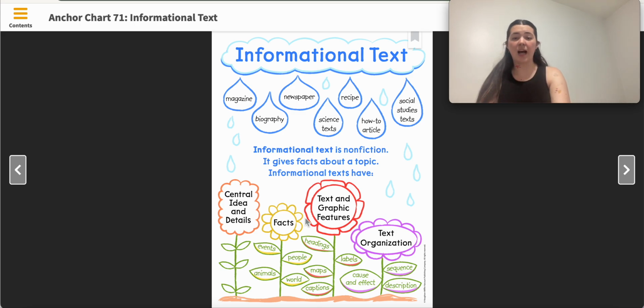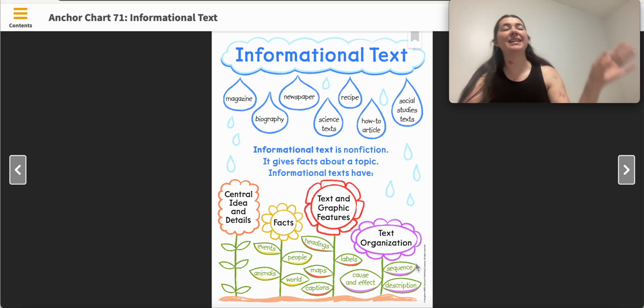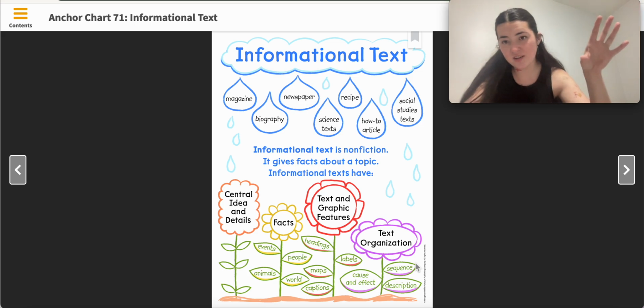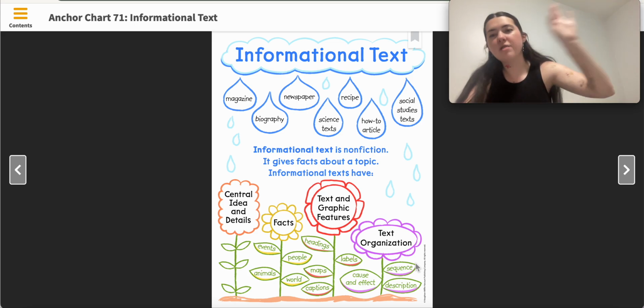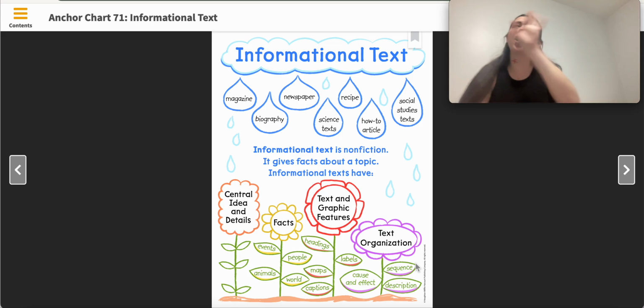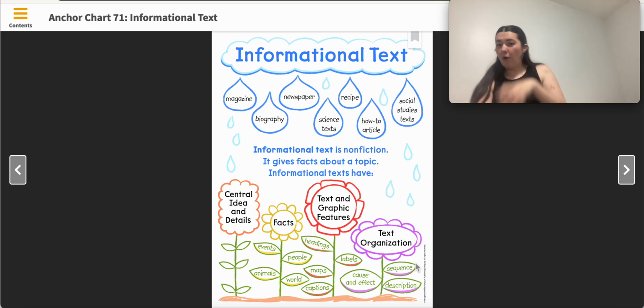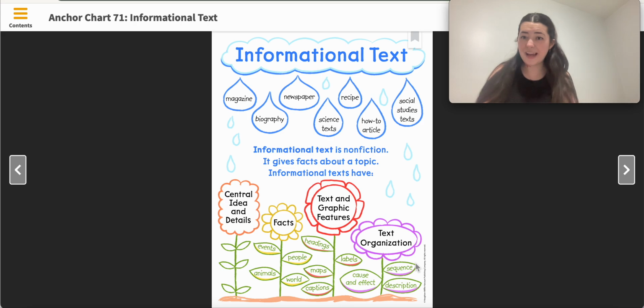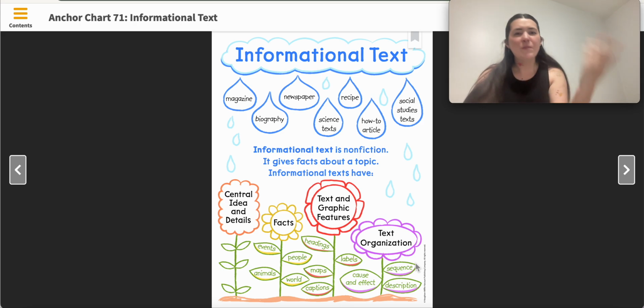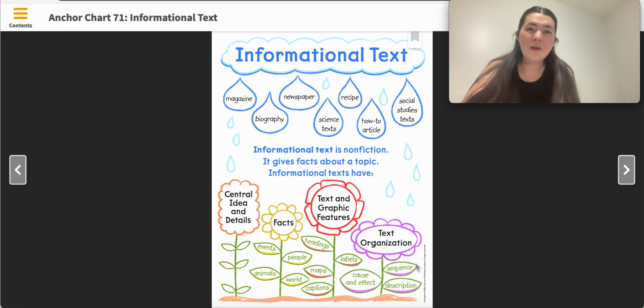It had facts about soccer. We saw those text and graphic features. It had labels and captions. And we saw text organization. It had that sequence in it of when she first started playing soccer and how she was nervous and didn't know all the rules, and her coach taught her the rules. And by the end, she was a great soccer player. And now, in present time, still loves playing soccer. So it gave us that sequence of events, which means all of this was an informational text. It was a biography or a story about somebody's life, which was awesome.